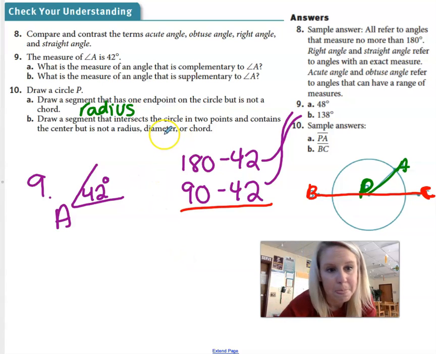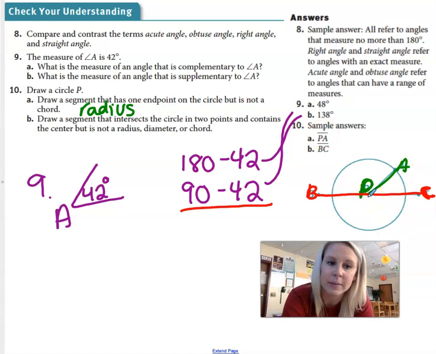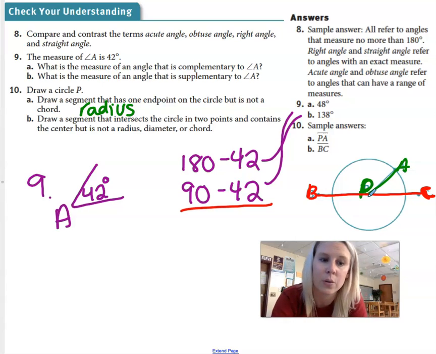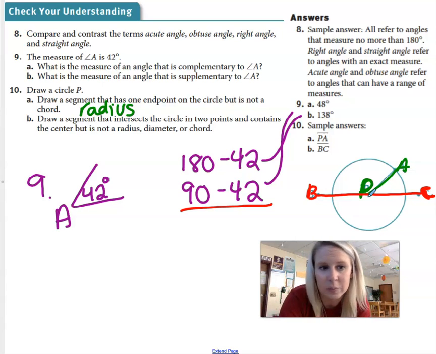Last but not least, it wants you to draw a circle P. So I drew a circle and put P in the center. Then it wants you to draw a segment that has one endpoint on the circle, but is not a chord. That would mean draw a radius. Just make sure you have a radius where A is on the outside of the circle, wherever you want. Tons of answers for that one.